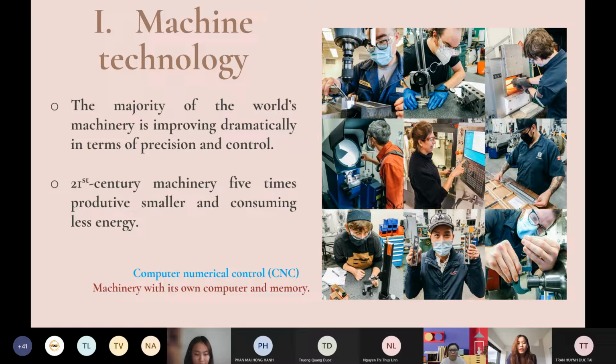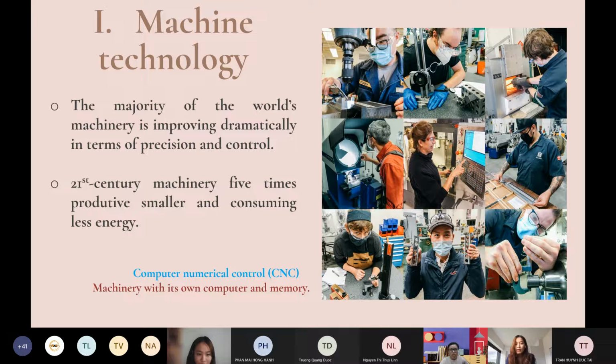The majority of the world's machinery for tasks like cutting, drilling, boring, and milling is improving dramatically in terms of precision and control. For example, metal components can be made with tolerances of less than a micron, 1/76 the width of a human hair, and machines can accelerate water to 3 times the speed of sound to cut titanium for surgical tools. The 21st century machinery is sometimes 5 times more productive than earlier generations, while being smaller and consuming less energy.